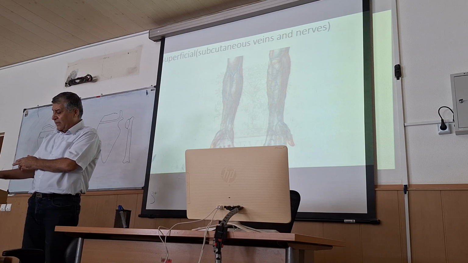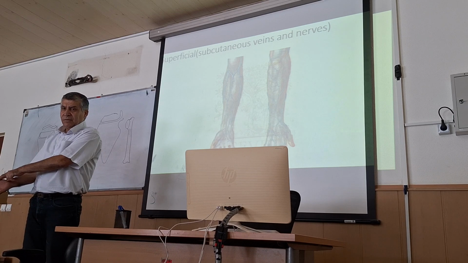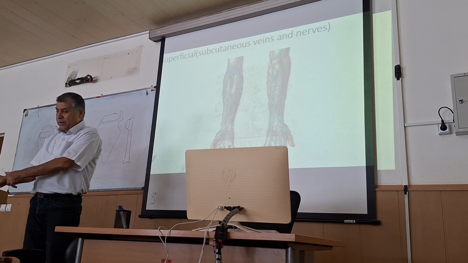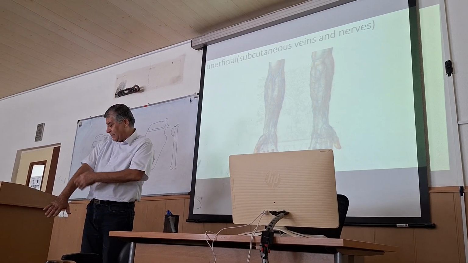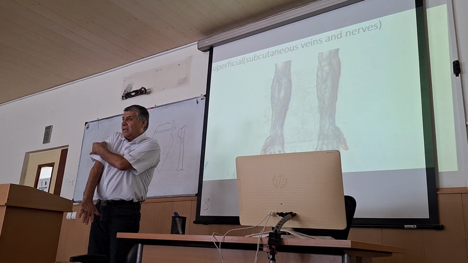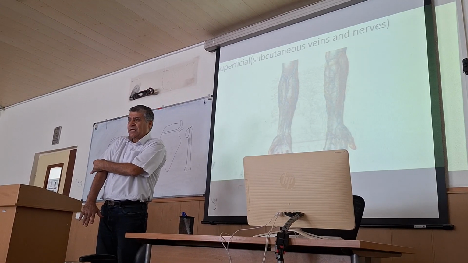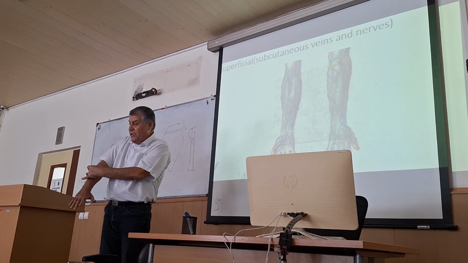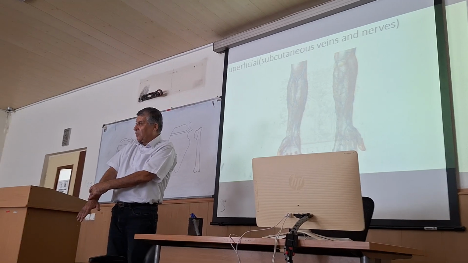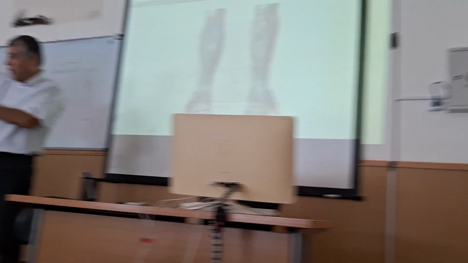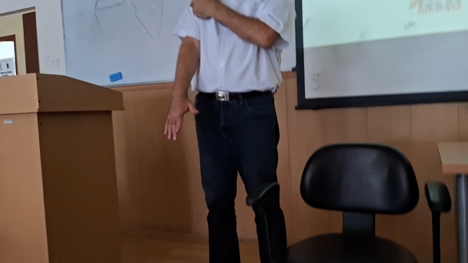Palmar surface: three and a half fingers laterally are innervated by the median nerve, and one and a half fingers medially by the ulnar. Posterior surface: the middle region of the posterior arm is innervated by the posterior cutaneous nerve of arm. The middle region of the posterior forearm is innervated by the posterior cutaneous nerve of forearm. Most of them are branches of the radial nerve.